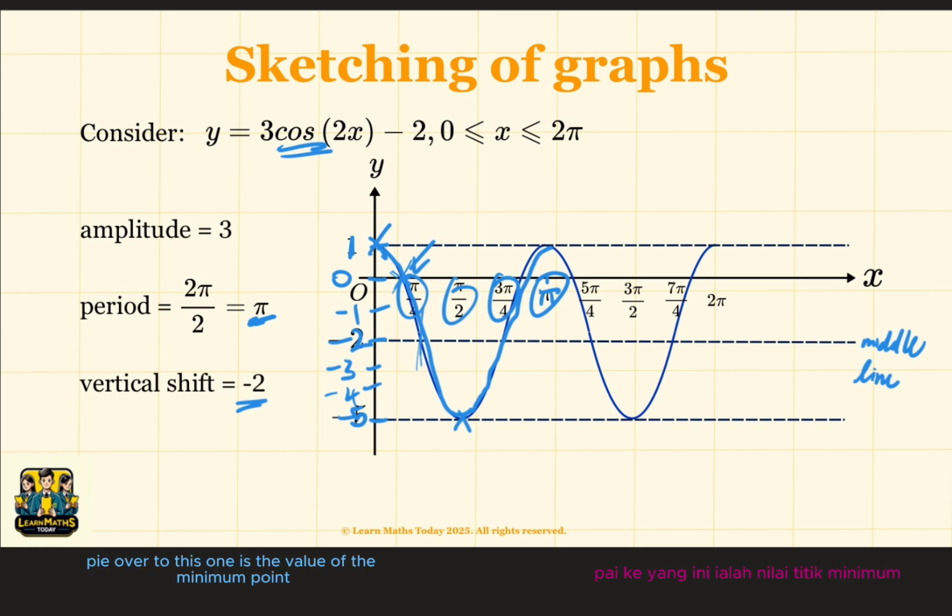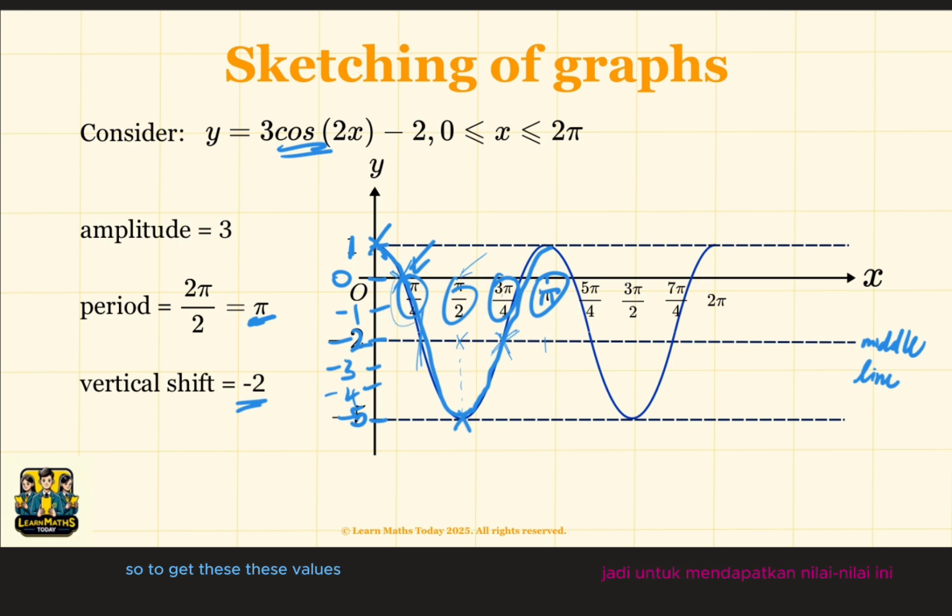And then here, pi over 2, this one is the value of the minimum point. Then 3 pi over 4 is the intersection between the graph and the middle line again, which is here, right? So it's this value, 3 pi over 4. And pi, which is the value of the period.